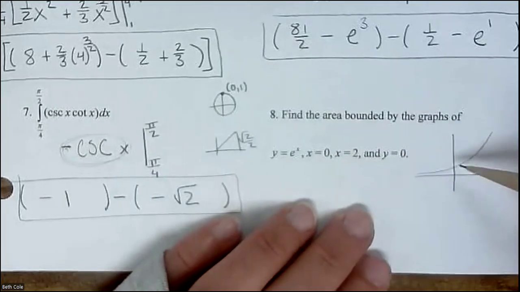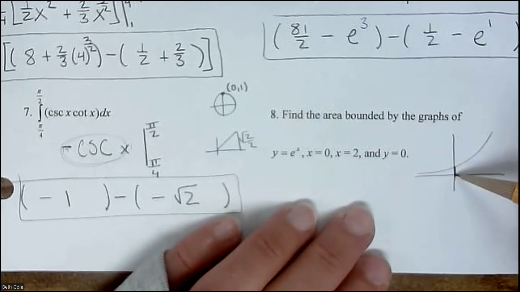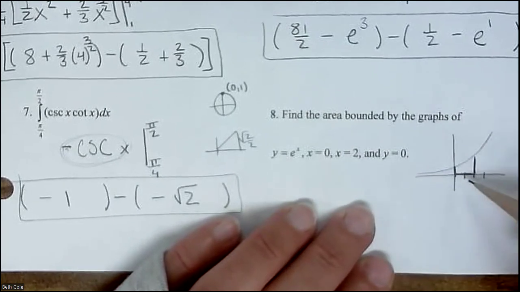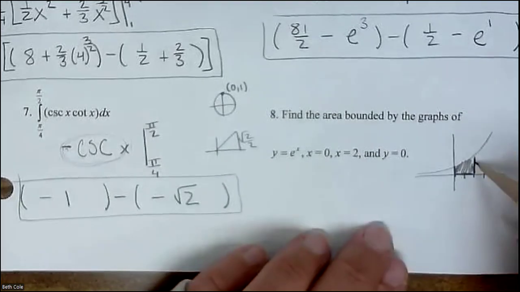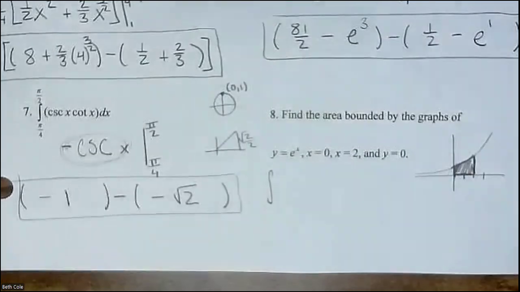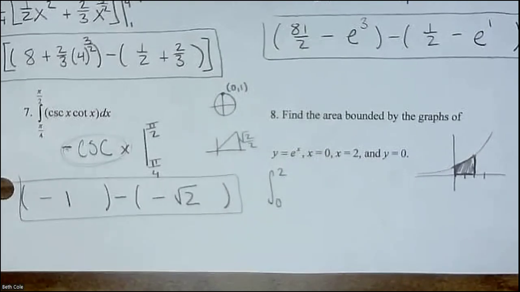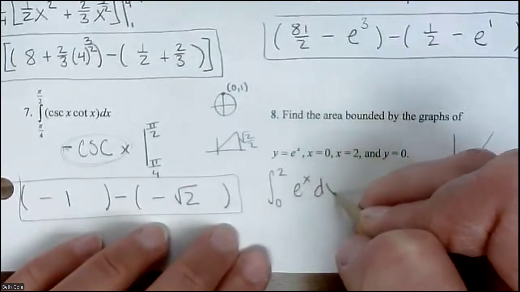We want to go from 0, which would be right here, to 2, which would be right here. And then y equals 0 is your x-axis. So we want the area of this thing. We just have to set up the problem ourselves, but it's not going to be that hard. It would be integral from where to where? They kind of gave you everything. Yeah, from 0 to 2. And what's the function? Yeah, e to the x dx.